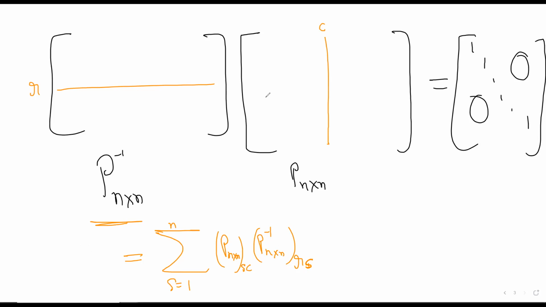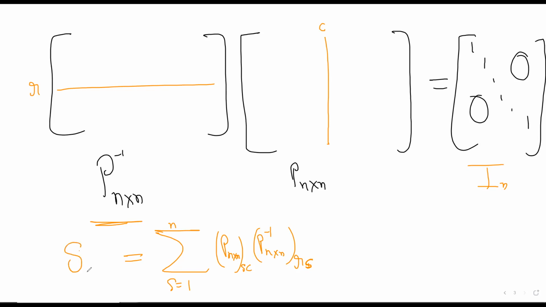If this product has to be equal to the identity matrix, then it should happen that the rth row times the cth column is equal to 0 if R is not equal to C, and if R is equal to C, it should be equal to 1. Do you agree? I'm just using the definition of the product of two matrices being equal to identity, and nothing else.